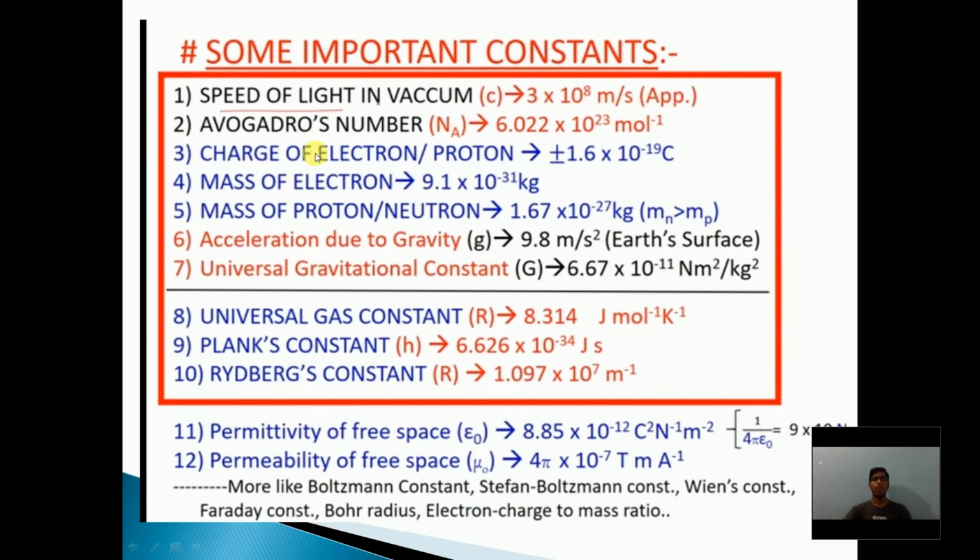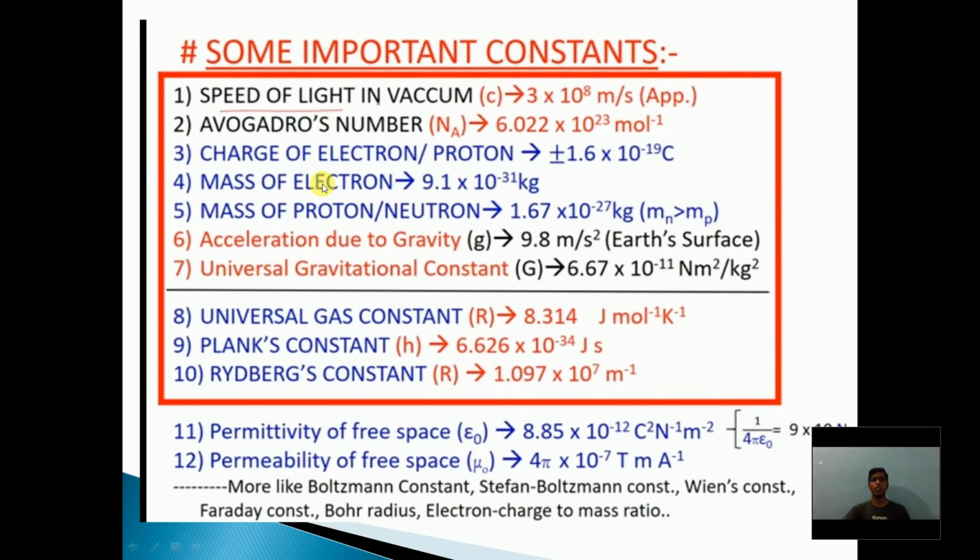Now coming to Avogadro's number, denoted with N A. It is 6.022 into 10 to the power of 23 per mole. And next, charge of electron or proton. We know that the electron is denoted with a minus symbol and the proton with a plus symbol. So proton is plus 1.6 into 10 to the power of minus 19 coulombs, and electron is minus 1.6 into 10 to the power of minus 19 coulombs.